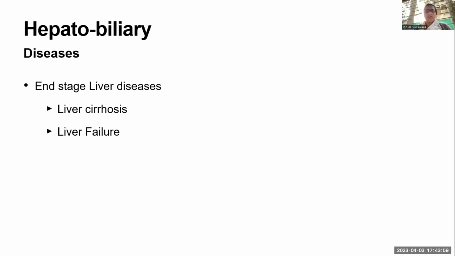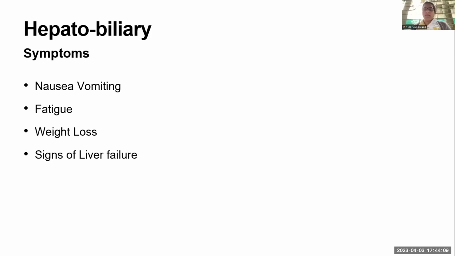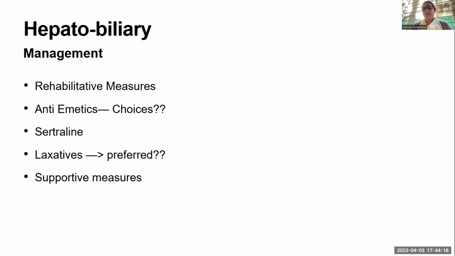Coming to the hepatobiliary diseases, we have our end stage liver diseases or liver failure. Next slide, please. The main symptoms here are nausea, vomiting, fatigue, weight loss, and all the signs of liver failure. Next slide, please. Can anyone tell me, the rehabilitative measures we are not going into, but can anyone tell me what will be the antiemetic of choice in a patient with liver failure? And why?